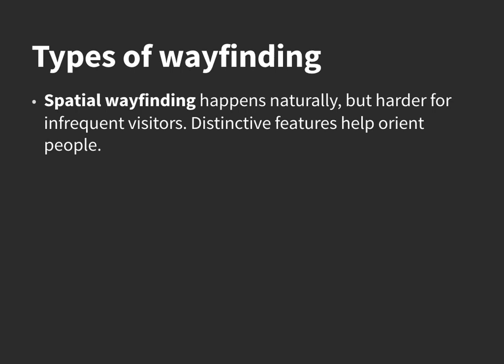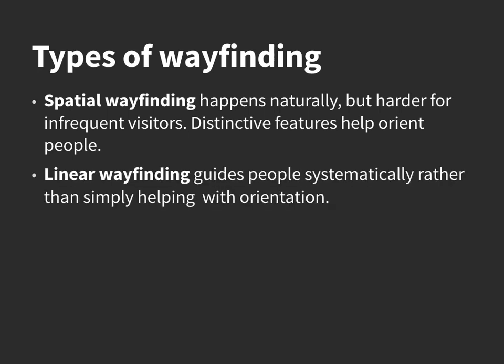So distinctive features definitely help orient people, and it's a way to make it easier for people to know where they're going. If you've ever been in a complicated mall or, for instance, the PATH system in Toronto, it's underground and all the stores tend to look the same, so it's easy for people to get lost in there. It's because there's no distinctive features that really help orient people.